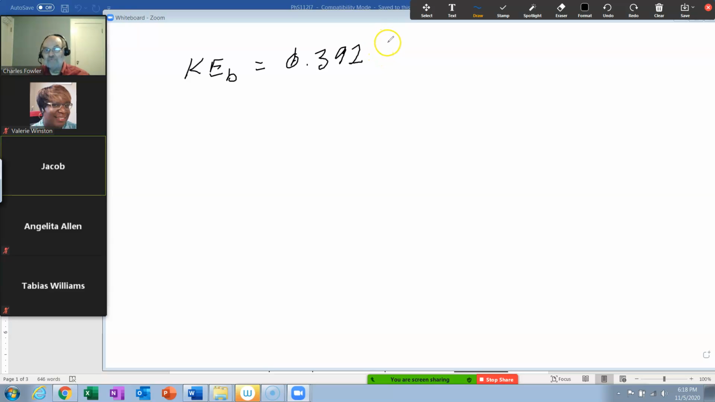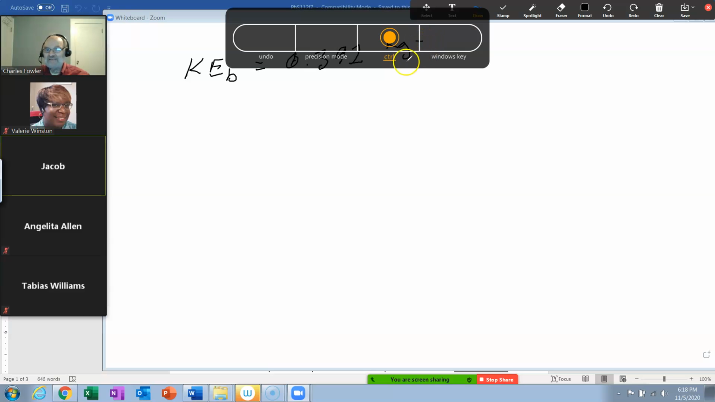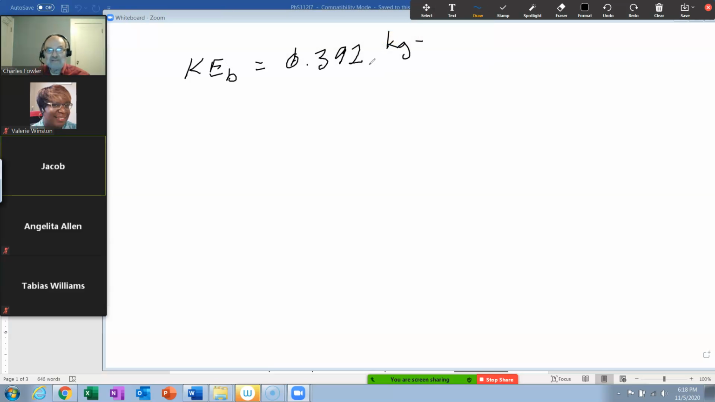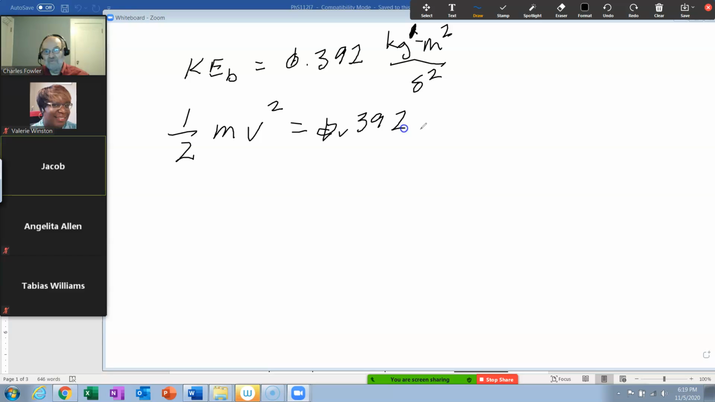That's measured in joules, but a joule is a kilogram meter squared per second squared. That's what a joule is. Okay? And it's also 1/2 mv squared. So that would be 0.392 kilogram meter squared per second squared.